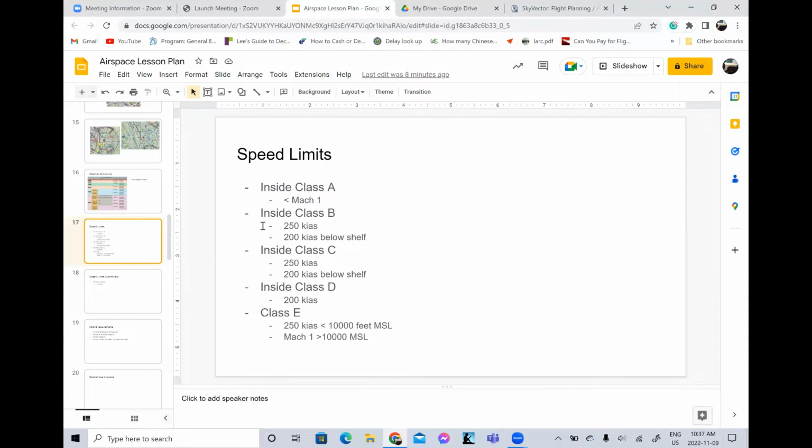Inside of class Charlie, the speed limit is also 250 knots indicated. If you're below the shelf, it's 200. Within the 4 nautical mile radius of class Delta, your aircraft is not to exceed 200 knots indicated. And for class Echo and Golf, the rules are the same. If you are at an altitude lower than 10,000 feet MSL, you are not to exceed 250 knots indicated. If you're above 10,000 feet MSL, you're not allowed to break the sound barrier, which is the same as class Alpha.